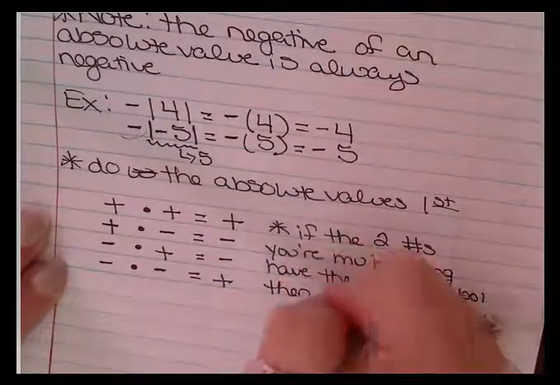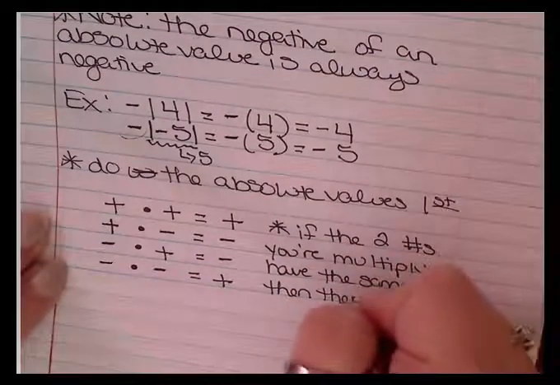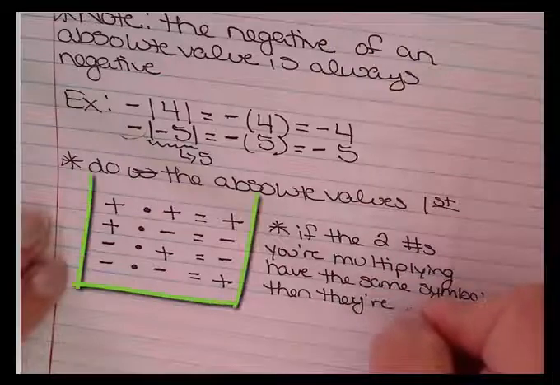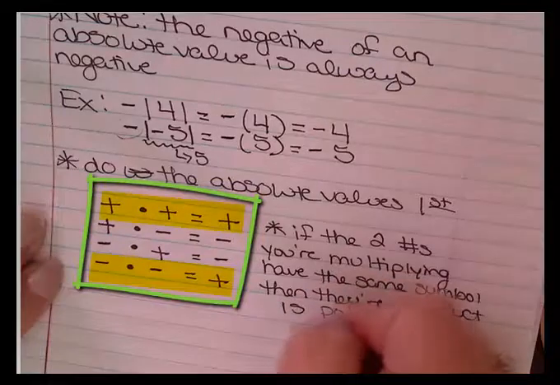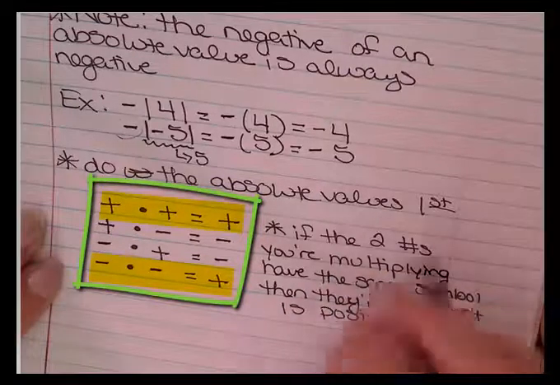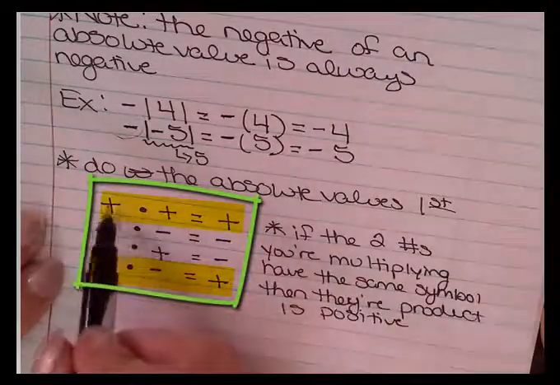Then their product, let's write it that way, their product is positive. And that's what we just said over here. Notice when you're multiplying two positive numbers together, you're going to get a positive number. If you multiply two negative numbers together, you're going to get a positive number.